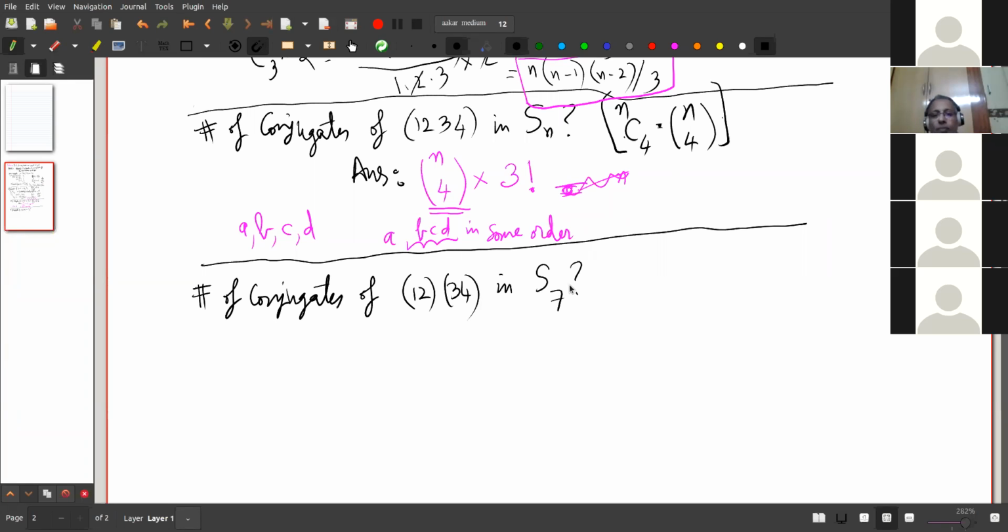You were suggesting something. Go ahead, sir. First you select 4 elements. So that's NC4 or 7C4. Let me write NC4, right? Let's do it more generally. So this is 4 elements, let's say A, B, C, D. Then for getting the same cycle structure, I am selecting 2 elements for one group and 2 elements for the other. Very good. So you choose 2 elements for one group. 4 combination 2 ways.